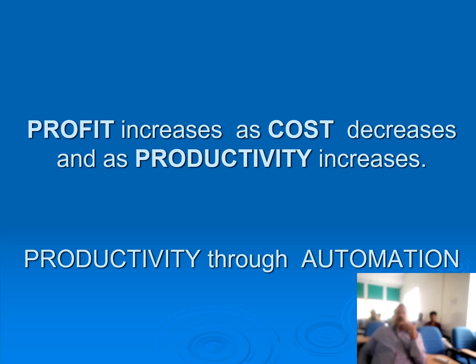And naturally the profit increases as cost decreases and as productivity increases. So that we can understand easily. And the important point is productivity through automation. The term automation is used here because all the processes are automated. So productivity is obtained through automation, and hence that is an advantage.